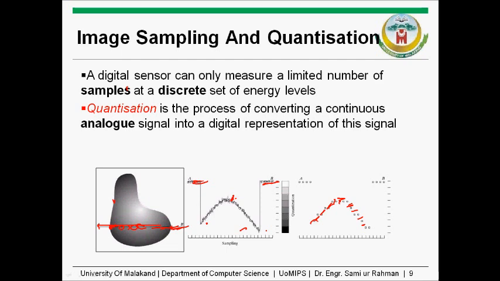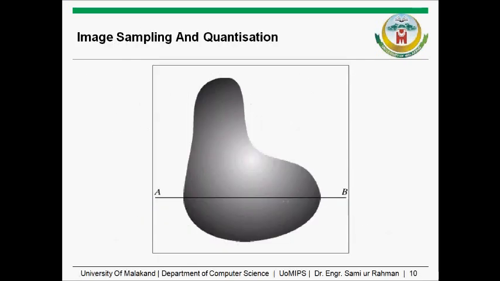Now the next point is quantization. So one is sampling and one is quantization. Okay. So in the next slides we will talk about quantization.